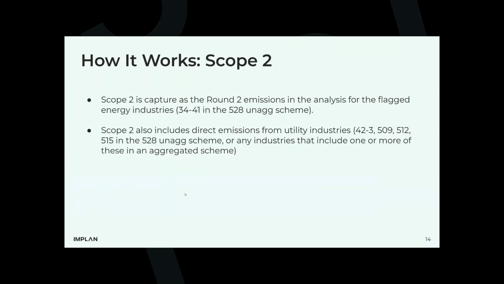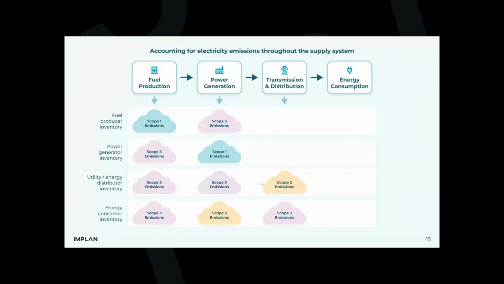Scope 2 also includes direct emissions from utility industries. So if we look back at our graphic, we'll see if we jump up to the next tier here for utility energy distributors, we'll see that for transmission and distribution, that is considered scope 2 in that case. So that is why we're considering their direct impact scope 2. For power generation and fuel production, their direct emissions are also scope 1, similar to energy consumers.